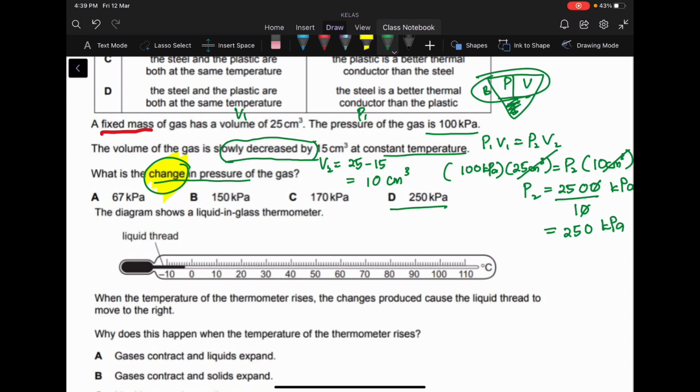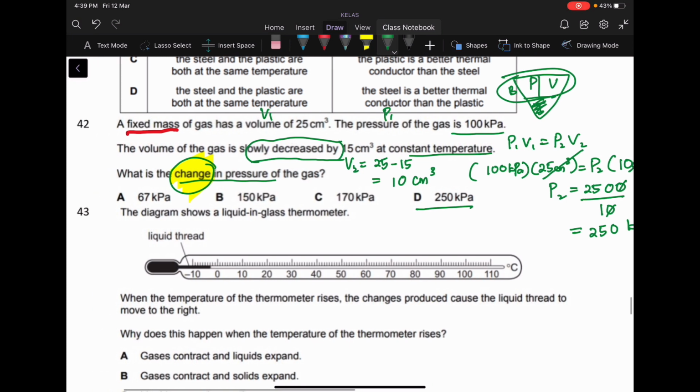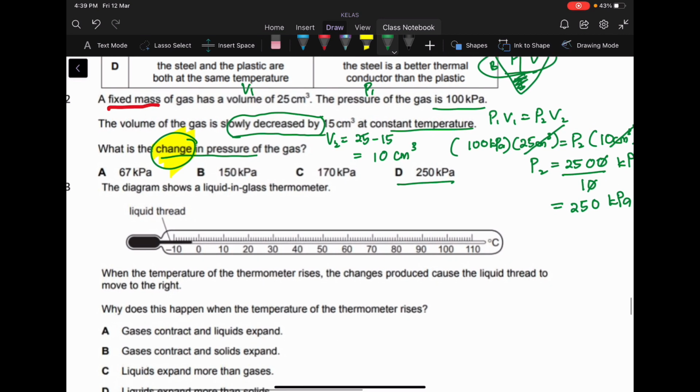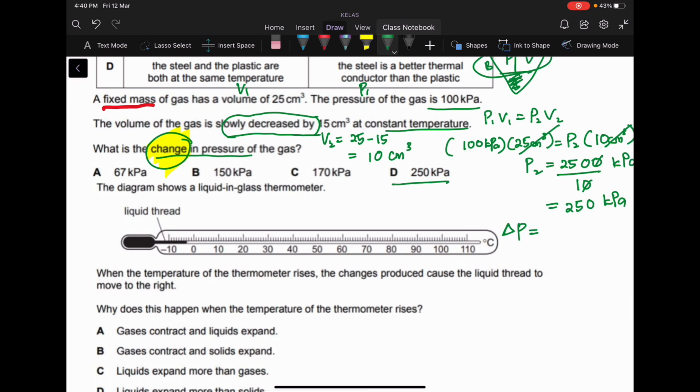So this is the trap. Okay, students will quickly answer G, but the question wants the change. So what is the change? Therefore, change in pressure is, you just minus off, 250 kilopascal minus 100 kilopascal. That gives us 150 kilopascal. Okay, right, don't make the mistake.